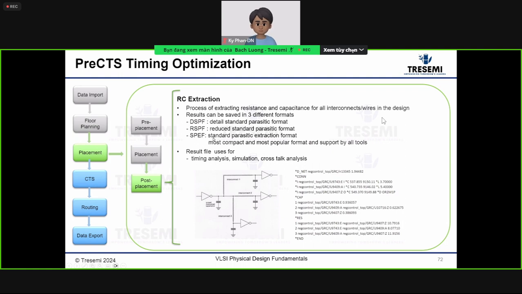SPEF stands for Standard Parasitic Exchange Format. It's the most compact and most popular. It supports pretty much all the EDA tools in IC, so you can go from one to the other, Cadence, Synopsys, whatever. This is standard. So why do we need it? Normally you RC extract internally. If you save it out, you can use it for timing analysis, simulation, and crosstalk analysis. So this is just a format, right?